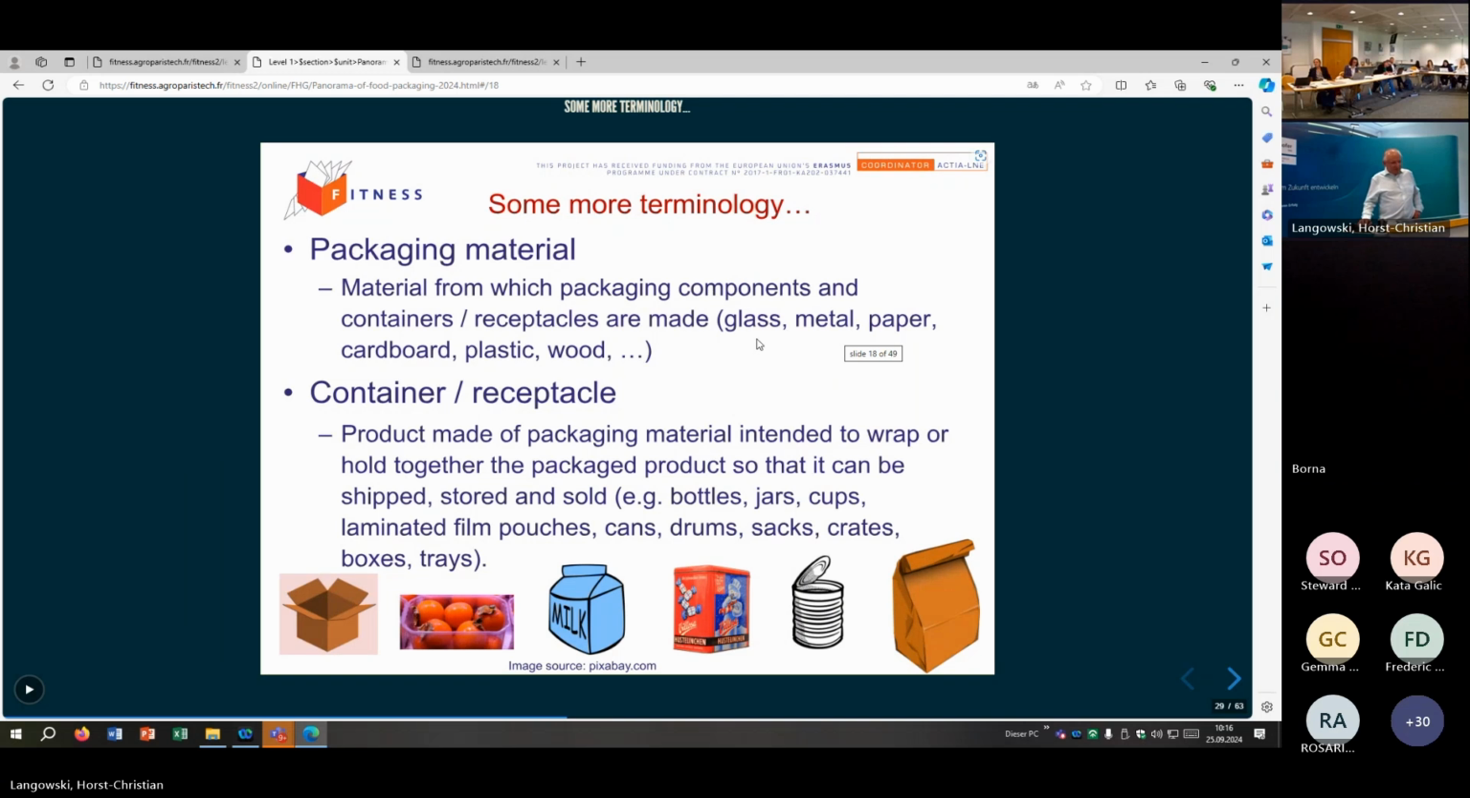So, some additional information. When we talk about the packaging material, we talk about the primary material the packaging is being made from. If we talk about the receptacle, it's a simple consideration. If you can put something in a container and it stays there, this is a container. So, for instance, a paper bag or a liquid beverage carton or a can or even a tray.